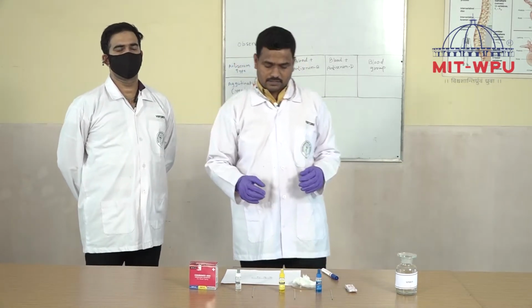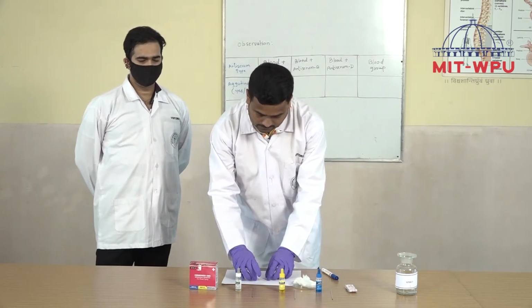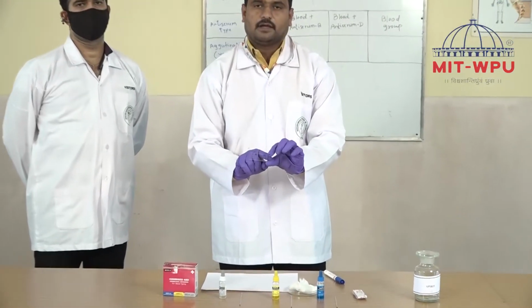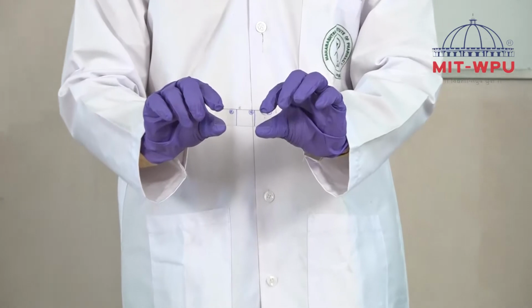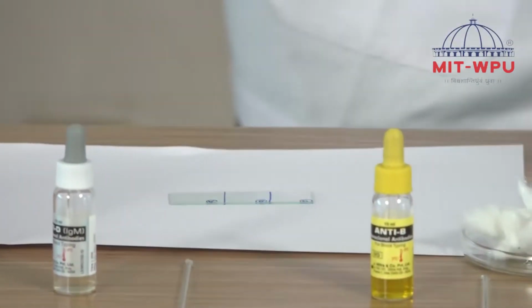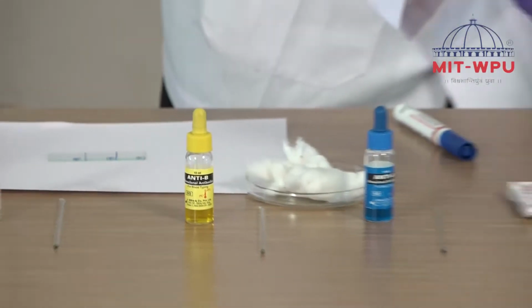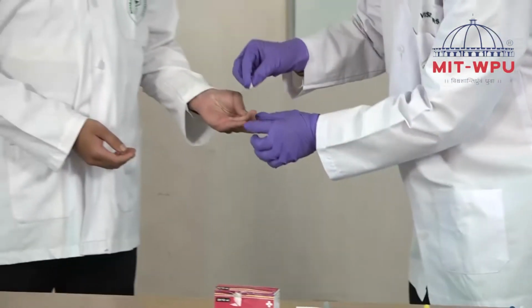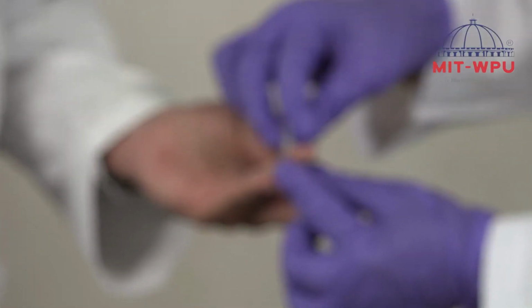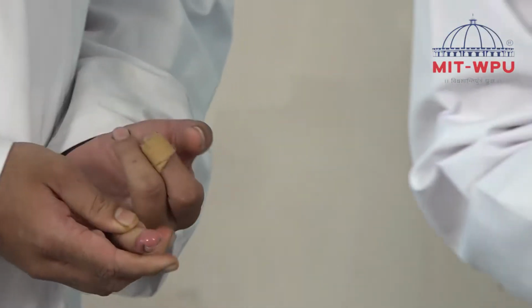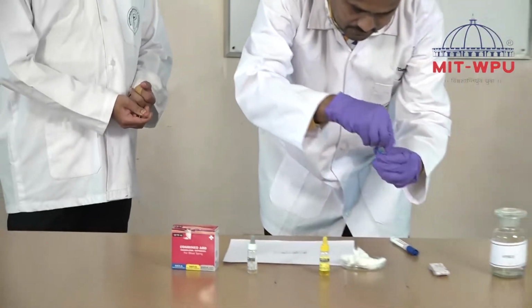As far as the procedure is concerned, first we have to take a clean glass slide, then divide the area of this glass slide into three areas. We have to label these areas as area A, B, and area D. Then we have to disinfect the fingertip with spirit. Then we have to wait for 2 to 3 minutes for this disinfection.